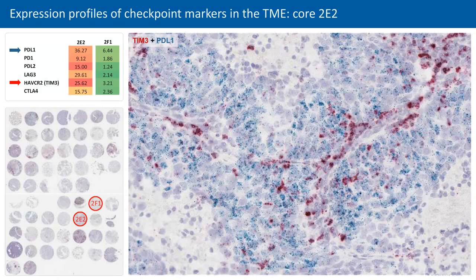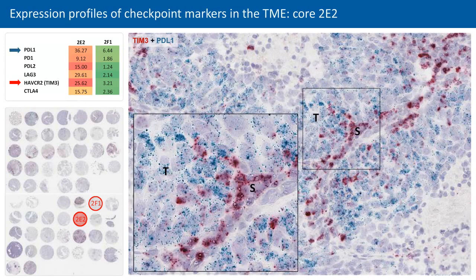Here we show PD-L1 expression in green combined with TIM3 mRNA expression in red for core 2E2, so the highly inflamed core. While PD-L1 is expressed in both tumor and stromal cells as shown in previous probe combinations, TIM3 expression is most prevalent in immune stromal cells. What can also be appreciated from this image is the visualization of the immune infiltrate into the tumor area, with TIM3 and PD-L1 co-expression in some immune cells, of which we also highlighted some with the arrows over here.